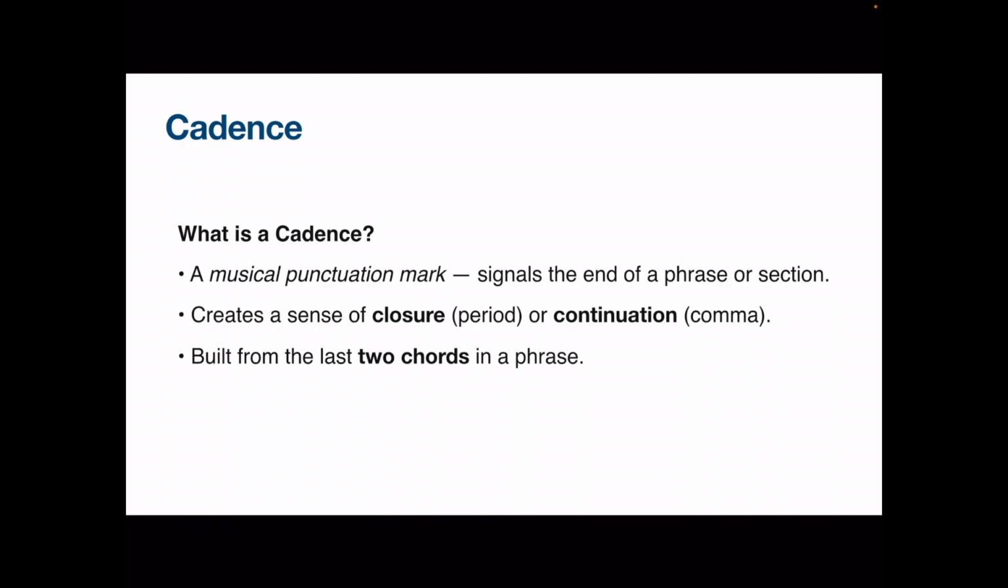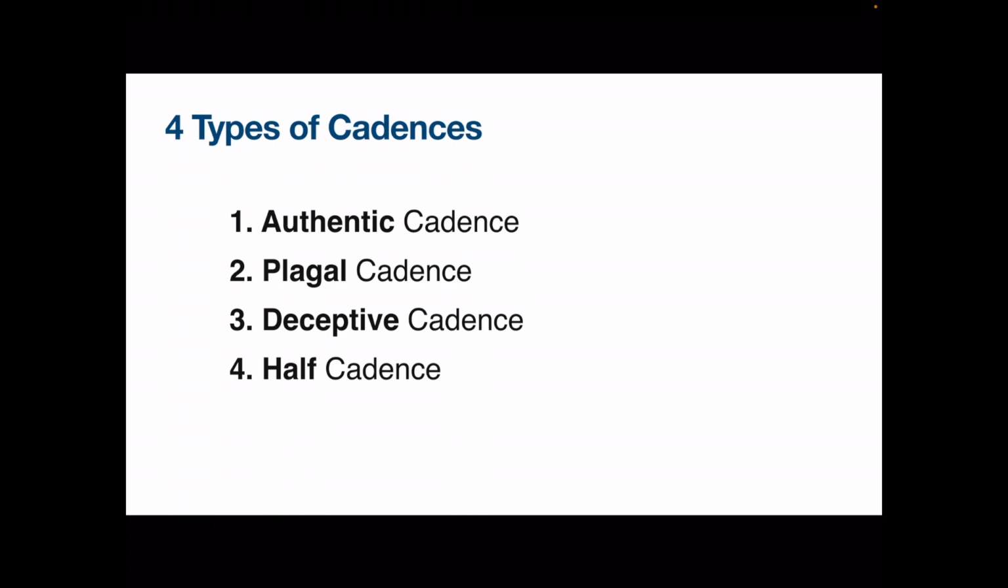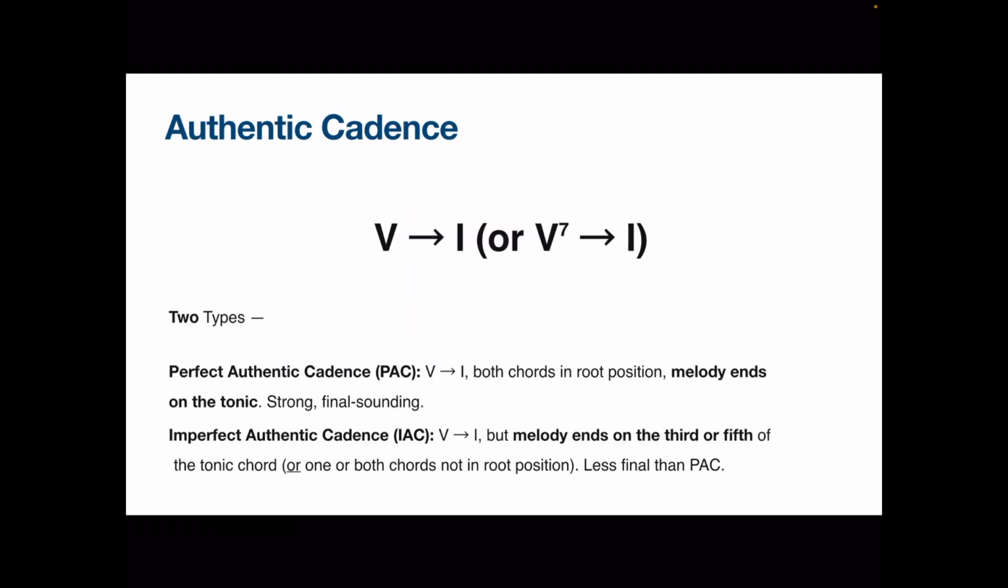Usually we look at the last two chords of a phrase. So it doesn't really matter what happens in the music in the beginning. We only look at the very last two chords. So there are four types of cadences. There's the authentic cadence, plagal, deceptive, and half. So let's start with authentic cadence.